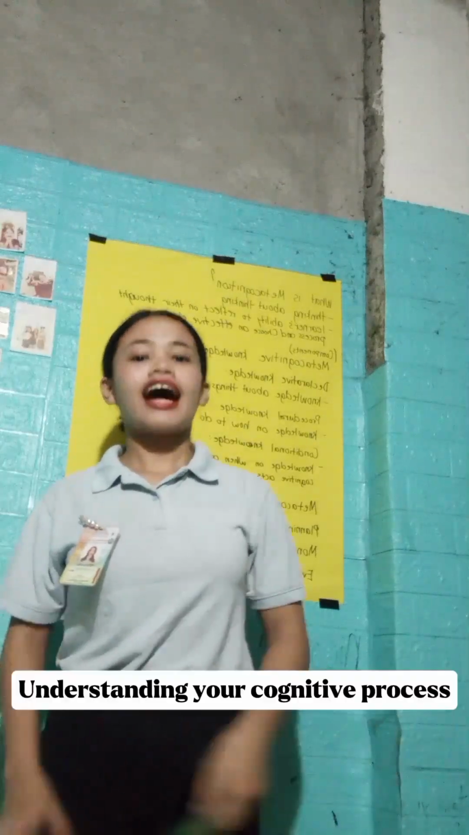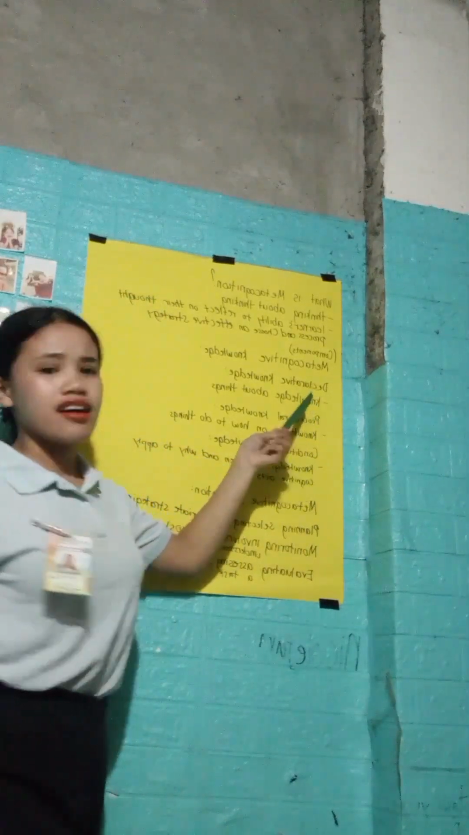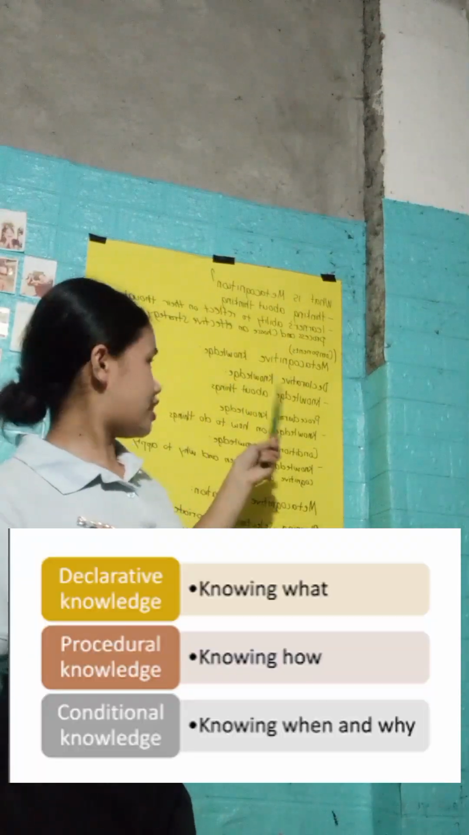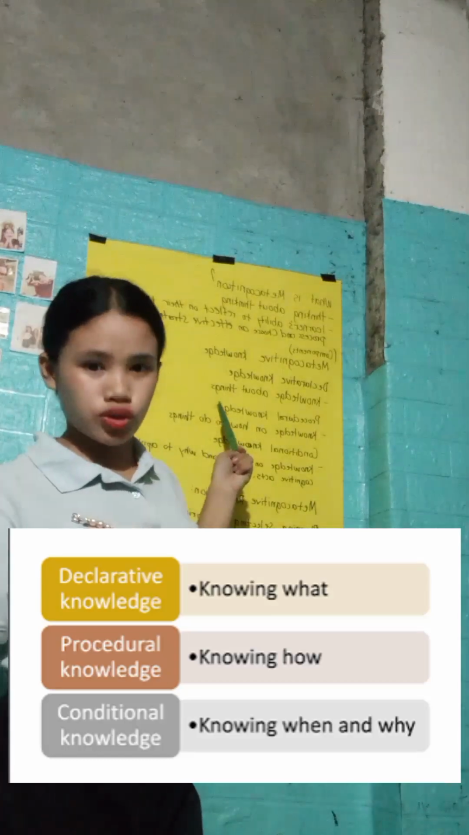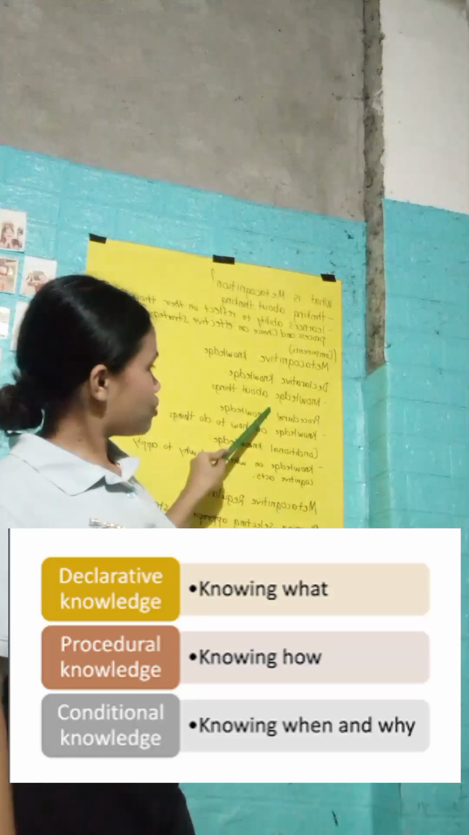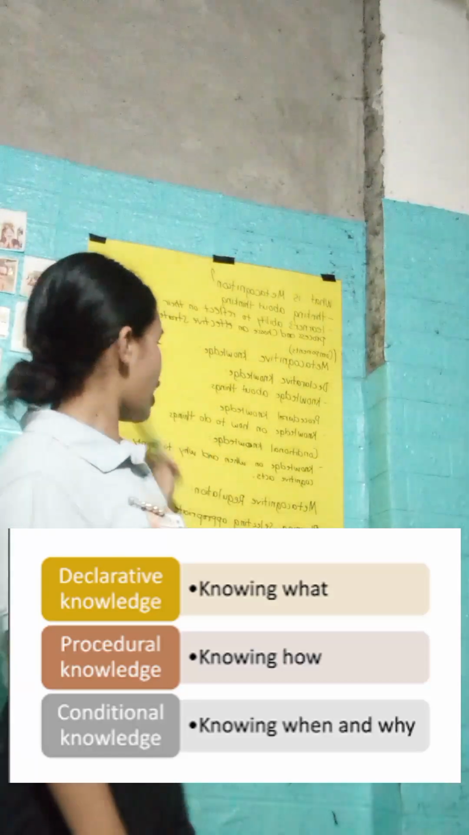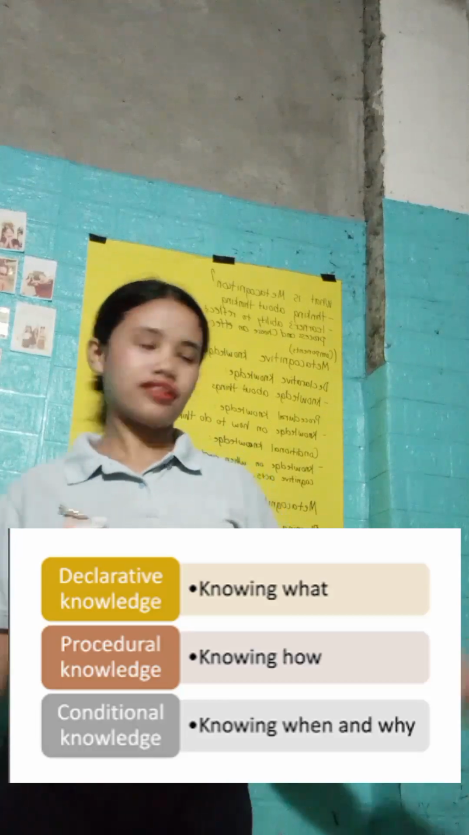So metacognitive knowledge means understanding your cognitive process by strength and weakness. Here we have the declarative knowledge. Declarative knowledge is knowledge about things or their limitations. And we have procedural knowledge, knowledge on how to do things, how to execute or how to act.